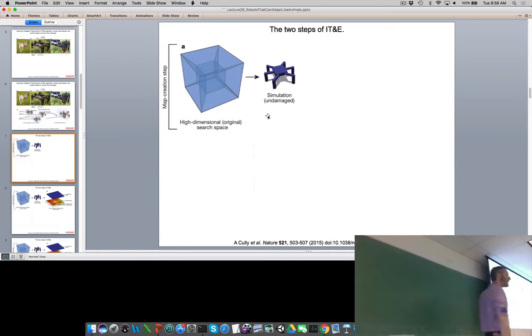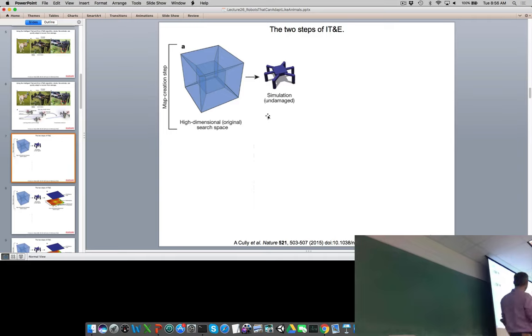Okay, so like us, they also started with a simulated hexapod. This was an undamaged hexapod. They evolved synaptic weights for a neural network controller for this hexapod, exactly like you were doing through all the assignments. And you'll remember our discussion about fitness landscapes.